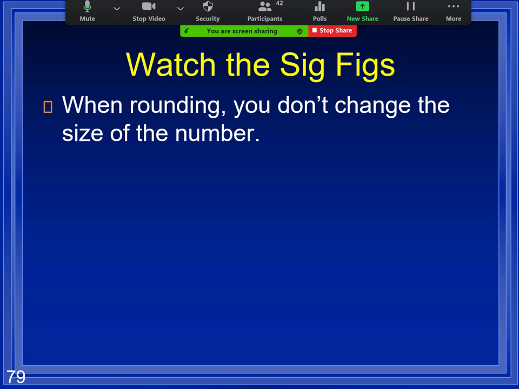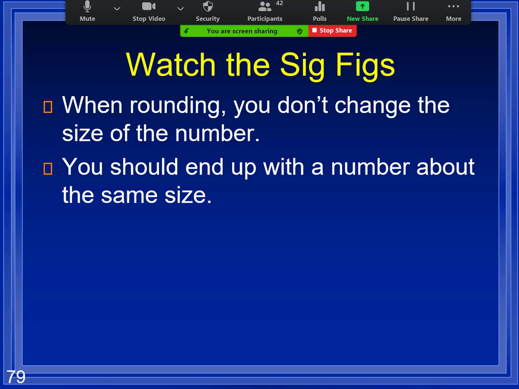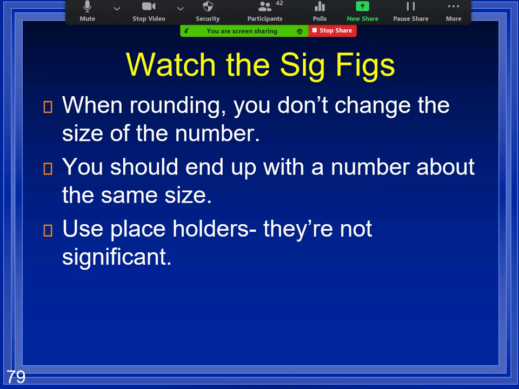One of the mistakes people make most often is that when you're rounding, you can't change the size of the number. If I'm rounding off something like 2,567,425, I can't make that 26. Because 26 is not the same size as 2,569,000. You need a number about the same size. And the reason why it's not going to be the same size is because you're going to forget placeholders.